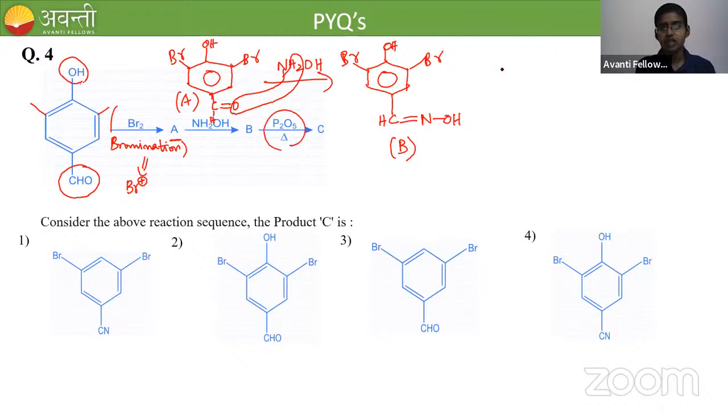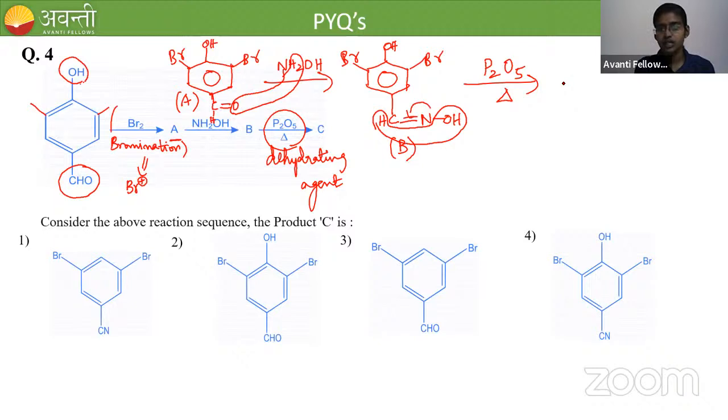And compound B is treated with P2O5. So what is the role of P2O5? P2O5 is a dehydrating agent. What is dehydration? Dehydration is removal of H2O, right? So H2O will be removed from this part and you will get a triple bond here. So what could be the answer? It is OH, Br, and here we are getting a cyanide group attached to the system. Okay. So what is the answer? This is compound C, and compound C is given in which option? It is given in option 4, right? So option 4 is the correct answer for this question.